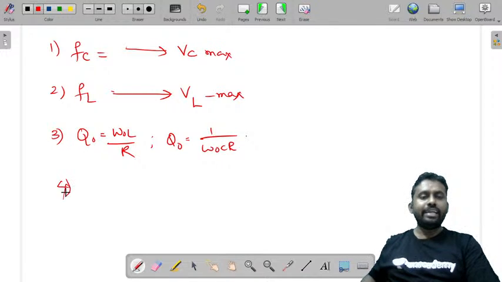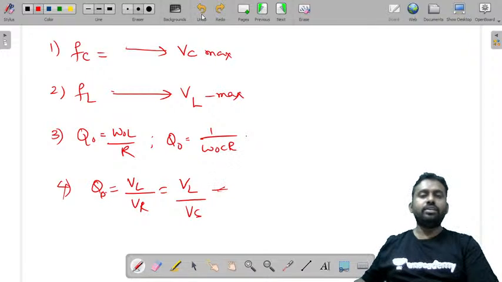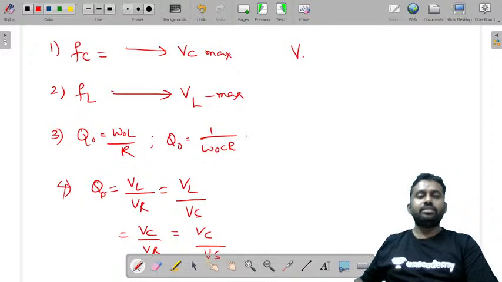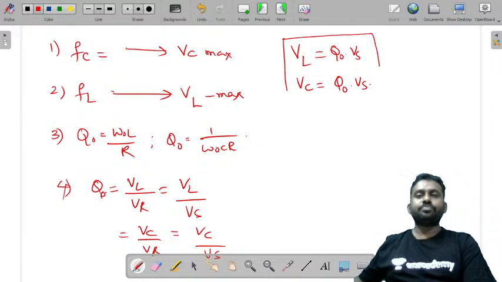Or you can also write the voltage quality factor as VL by VR or VL by VS, and you can also write it as VC by VR or VC by VS. The voltage across the inductor is equal to Q naught into Vs. So these are some of the expressions for the quality factor.